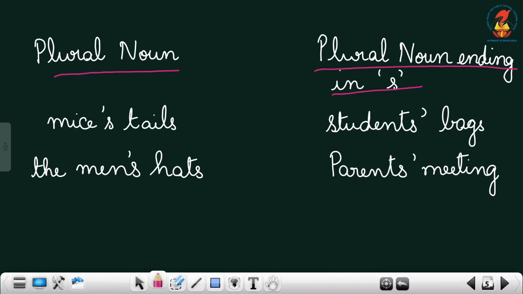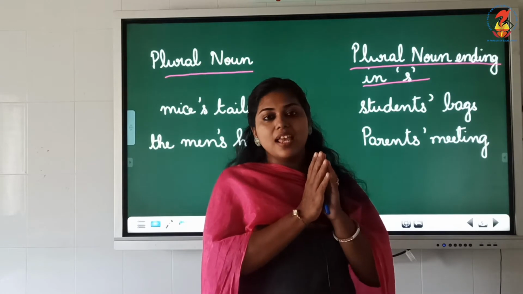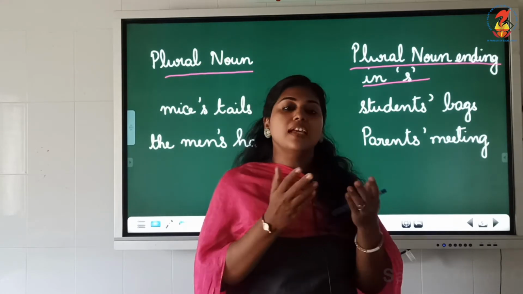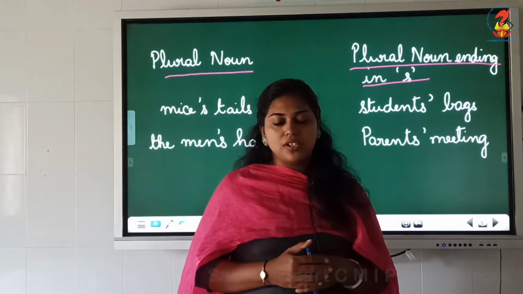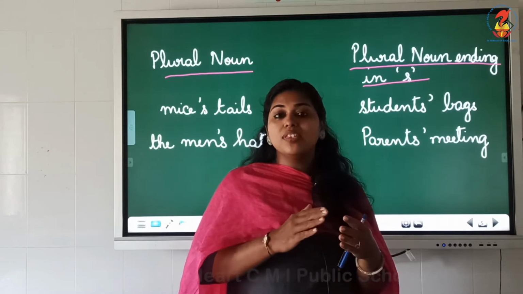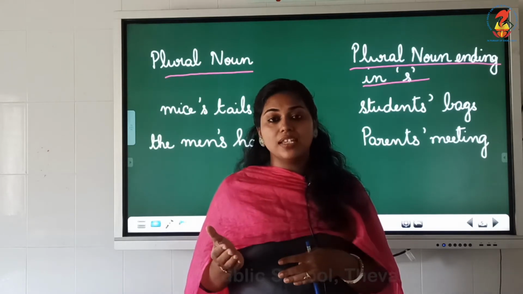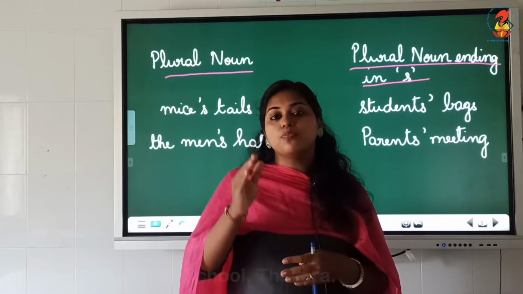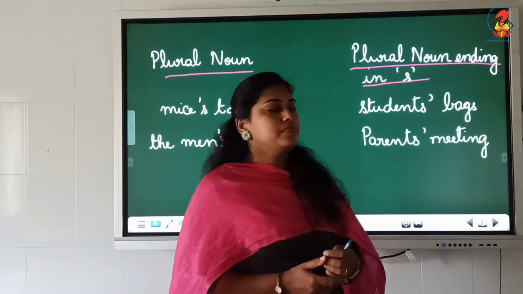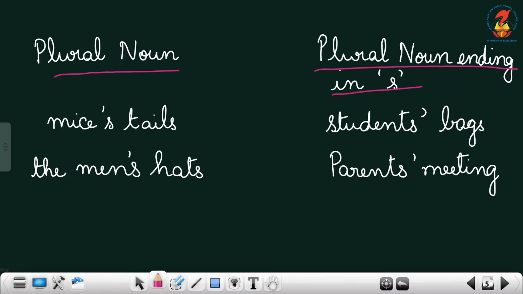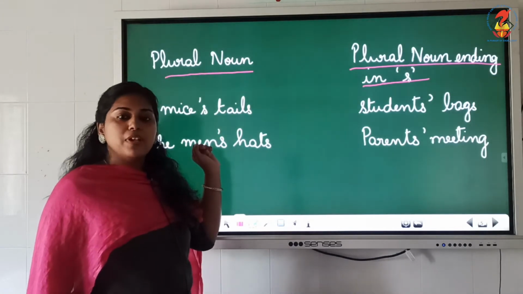Now regarding the plural noun. You learnt in singular nouns, if the noun is not ending in s, then you can put apostrophe and also s to show the possession. If it is a singular noun ending in s, then you have to put only the apostrophe. Do not write s again. And here, if the noun is plural, for example, mice, we know mice is a plural form, right? We learned it in your previous lesson.